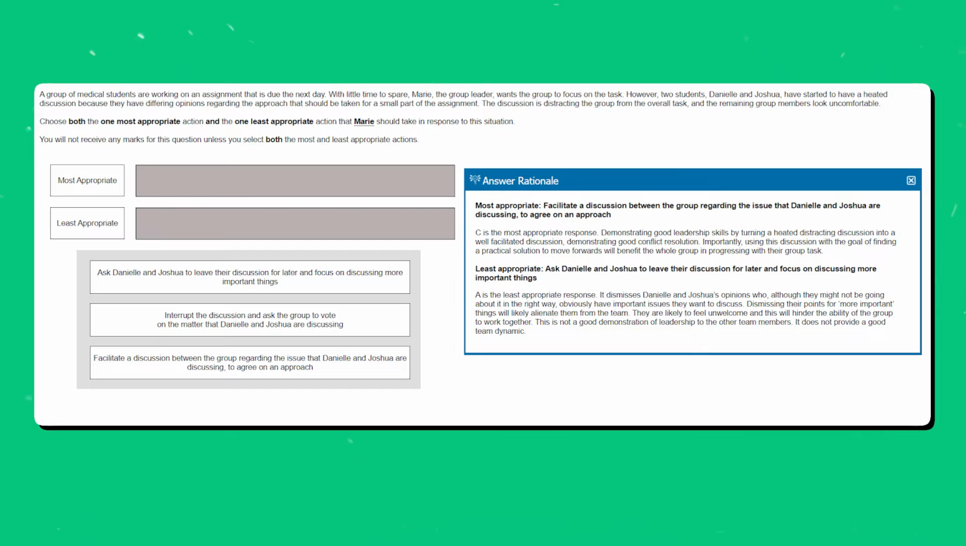So for this question, the most appropriate thing to do would be to facilitate a discussion between Danielle and Joshua. This would be demonstrating good leadership skills by turning a heated discussion into a discussion where you are facilitating good communication. Importantly, resolving conflict and finding a practical solution will benefit the group as a whole and will help the group to finish their task.